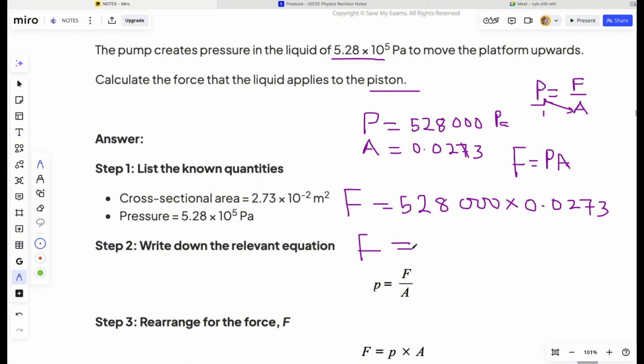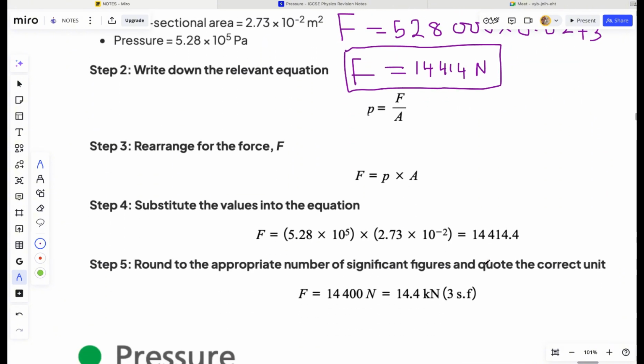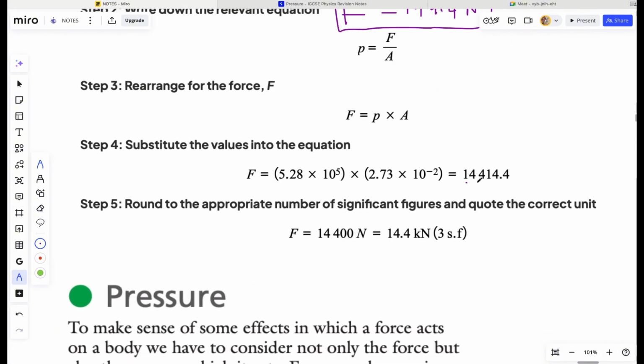40,414. Okay, 40,440 point, probably 0.4, right? So we can approximate to the nearest 100. We get 40,400 Newton, or we leave it like this. Newton, you must put the unit. If you don't put the unit in physics when you calculate anything, it will be 40,400 oranges, so we will not know it's force you calculated. You must put the unit to define what it is. 40,440.4, to the nearest 100, becomes 40,400, or to 3 significant figures.